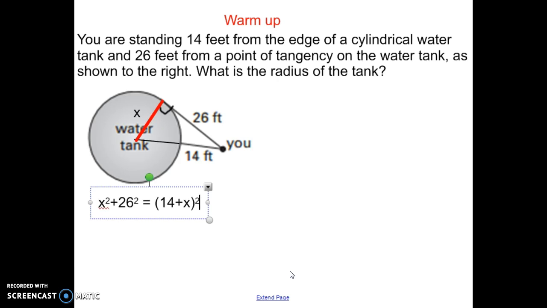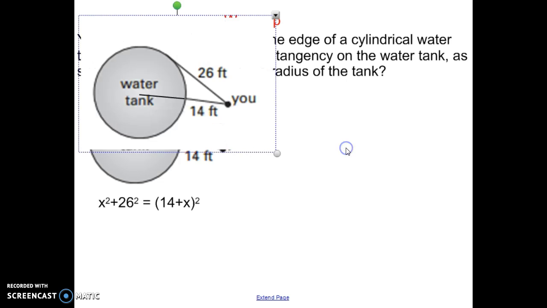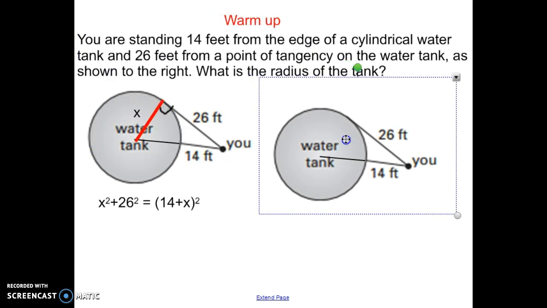So that would be if you're going to use the Pythagorean theorem and solve that. The other way you could do this is where we talked about, let me just duplicate the picture. There we go. Where you talk about going from a point to intersections on the circle.